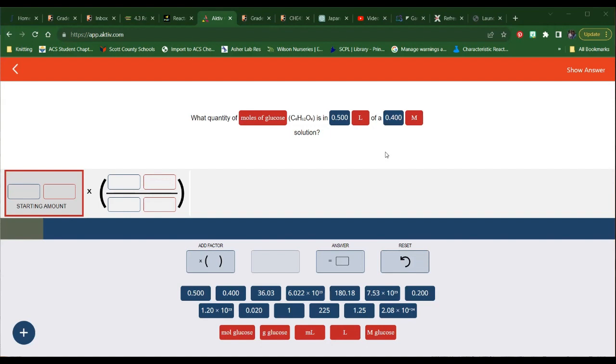Every time we start the dimensional analysis, the first thing is not going to have a fraction. We want to start with an amount, something that is just how much is there and only has one unit. So in this case, liters, or volume, is our amount.